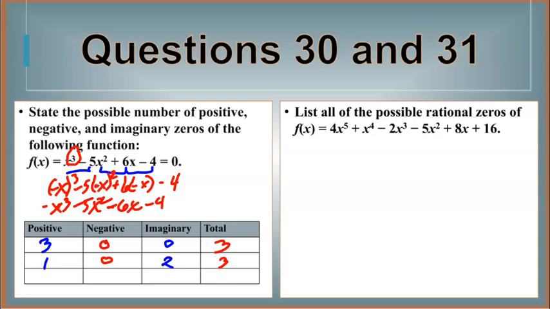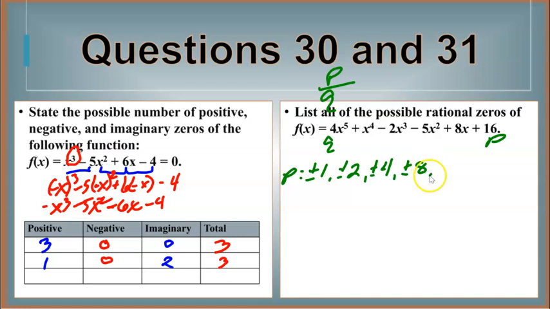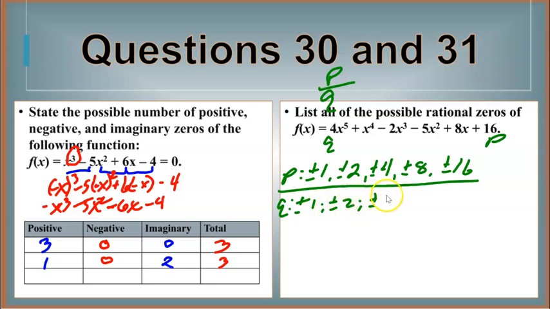Question 31. List all the possible rational zeros of this polynomial. So now we can use p divided by q, and this is our q and this is our p. We need to write all the factors of p. So that's a positive and negative 1, positive and negative 2, positive and negative 4, positive and negative 8, and a positive and negative 16. And the q, the factors of 4 would be positive and negative 1, positive and negative 2, and positive and negative 4.